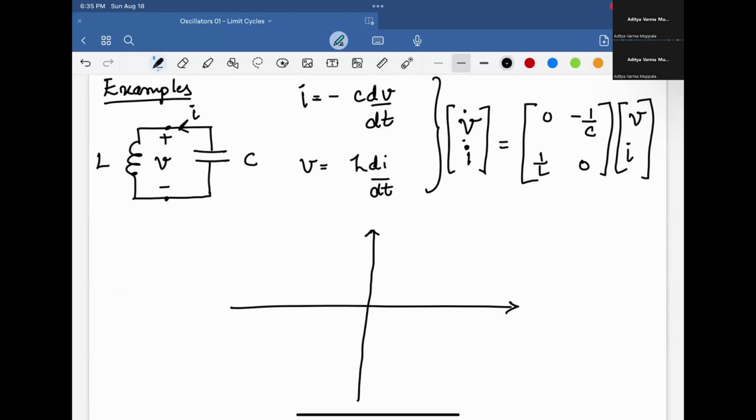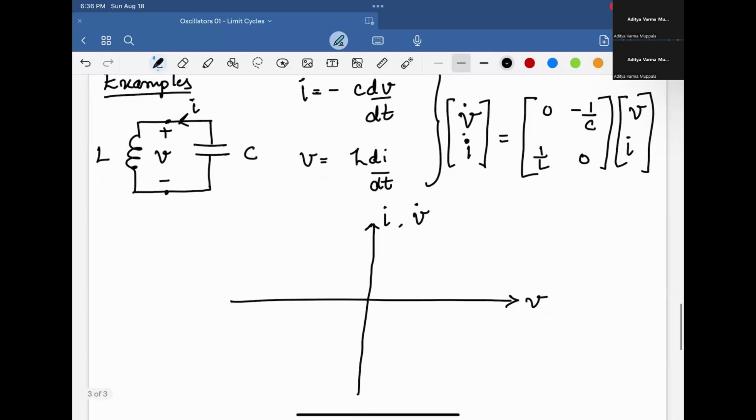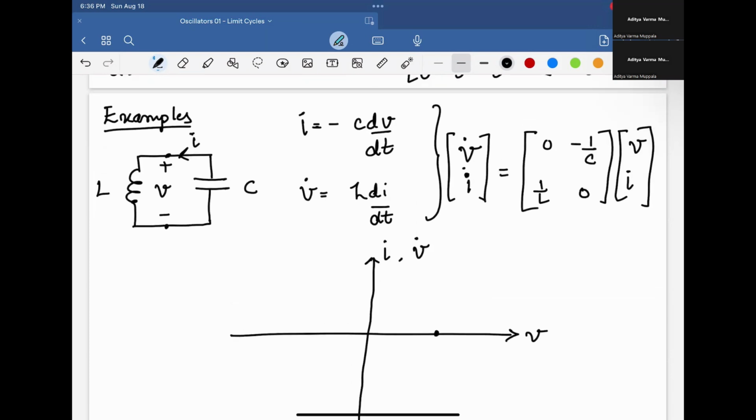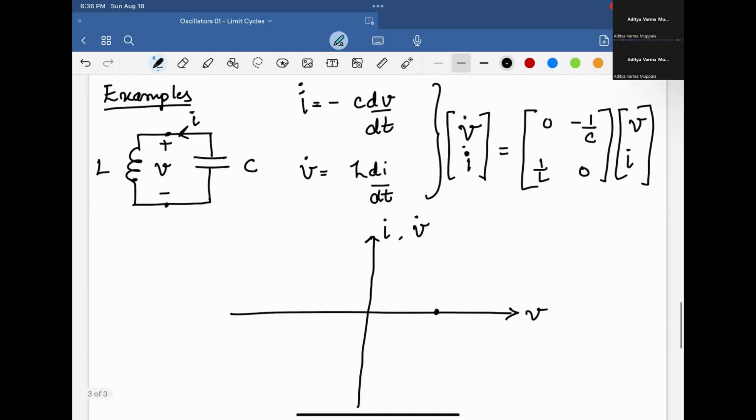So okay, I can say V is on the x-axis, and I can write either I here, or I can even write this as V dot, right? Because they're just related by a scaling term. Okay, so let's say my initial condition, or I'm looking at the time where I'm on the v-axis. Then I know that v is positive, I is 0. And if v is positive, then these two equations should have a dot on them.